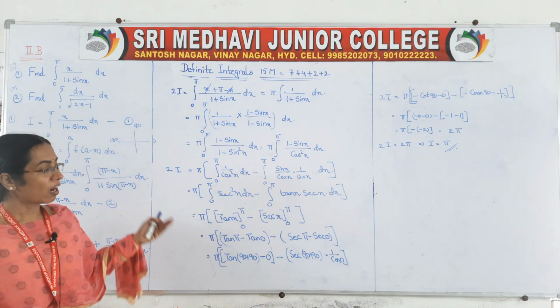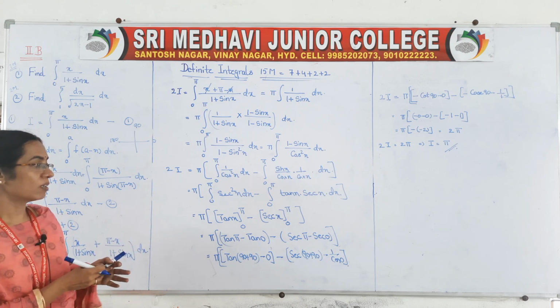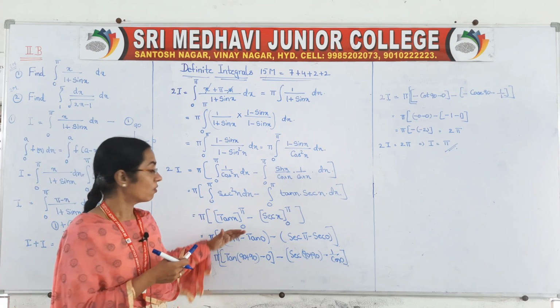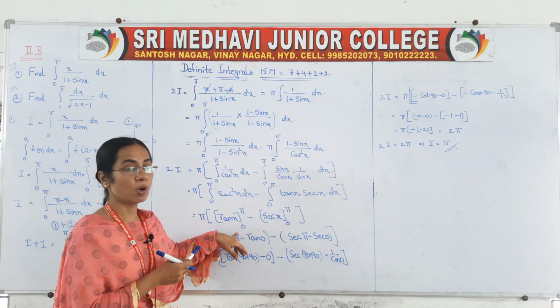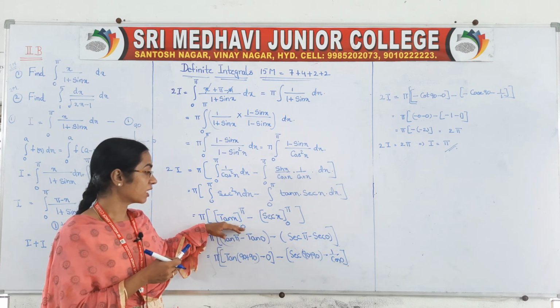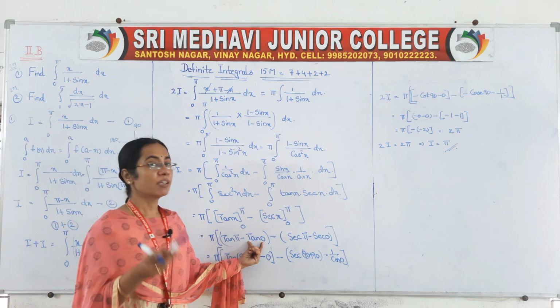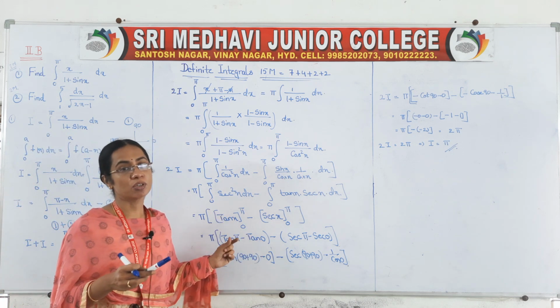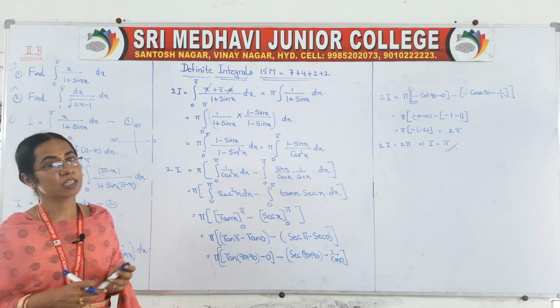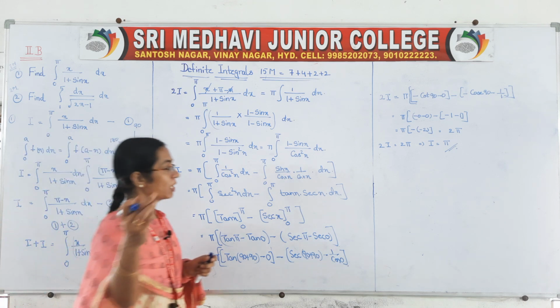So we have to reduce the problem into standard form, then apply the formula. Once we get it, take the bounds on the right side, then in that function wherever x is there, first substitute the upper limit, minus, in the function wherever x is there, substitute the lower limit. So that is your 7 marks question.